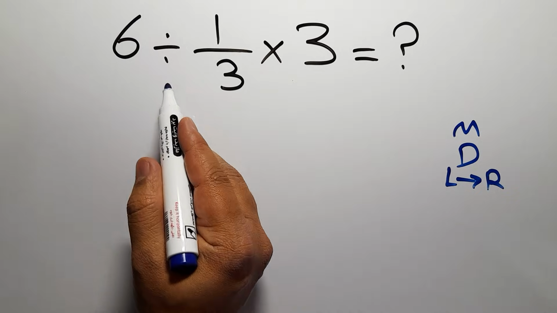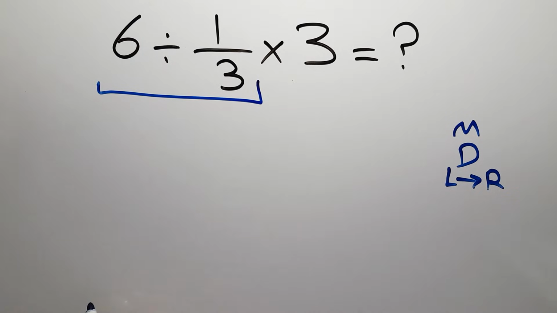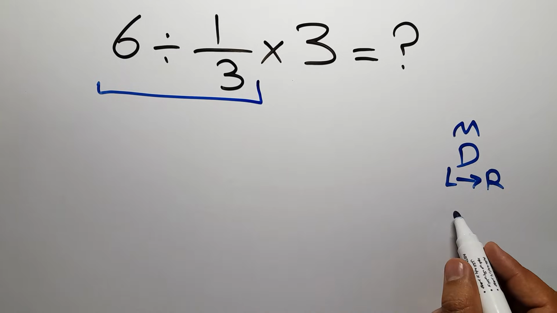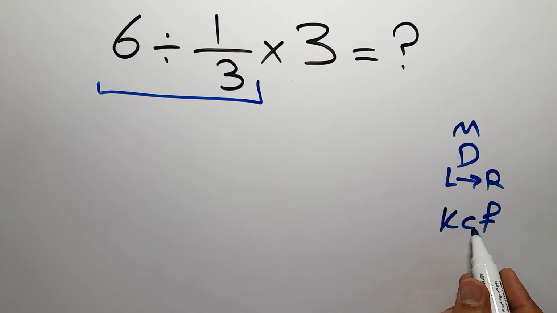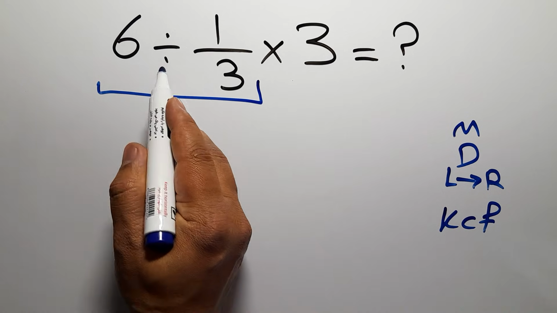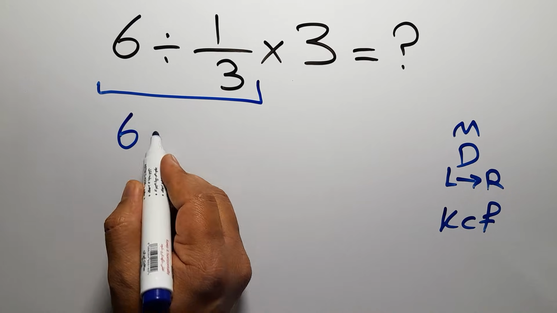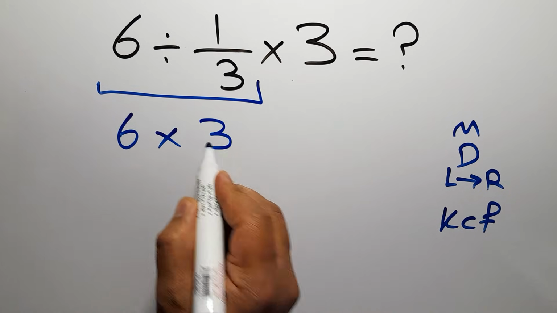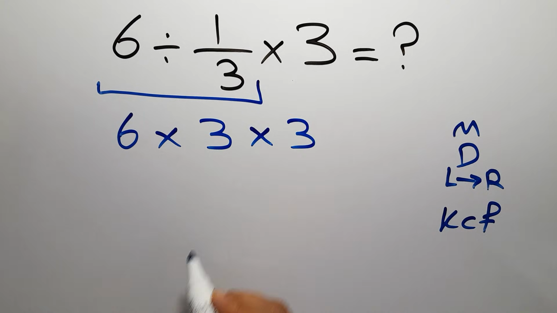So first this division, 6 divided by 1 over 3. According to the KCF rule, K stands for keep, C stands for change, and F stands for flip. Keep the first fraction, change division to multiplication, and flip the second fraction. So we can write 6 times just 3, and again we have here times 3.